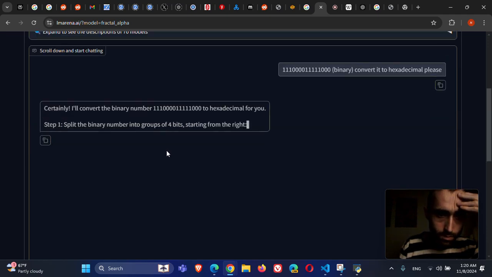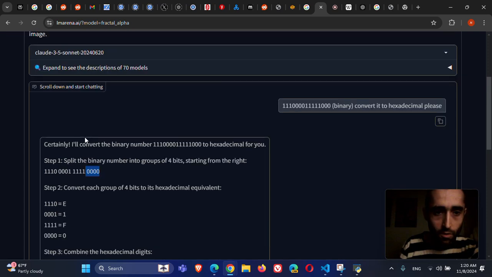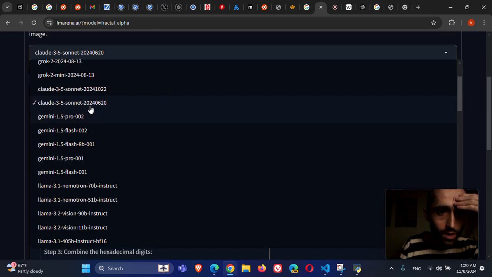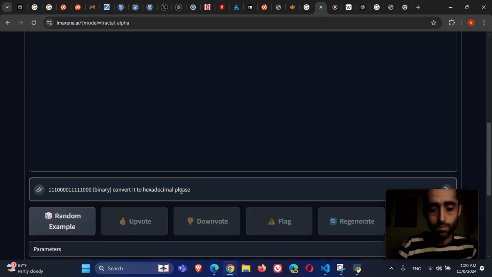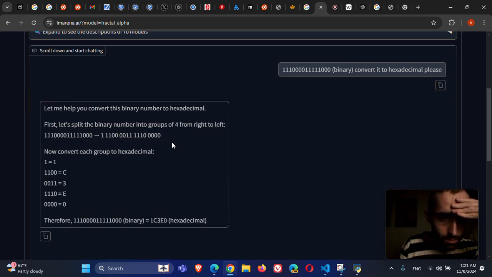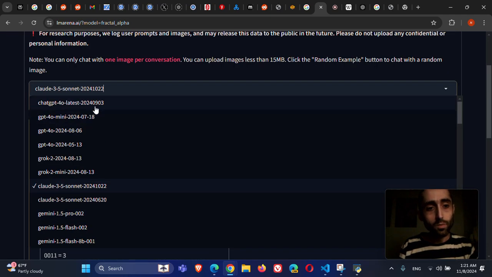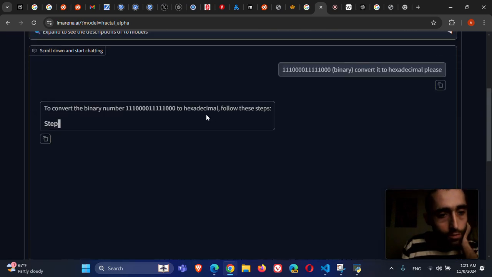Okay. And Claude did it also wrong. This is not true. You have here 3 zeros. Why? It did the same as Fractal. Let's now try to take the newest Claude and see how it goes here. This is also wrong. Okay, let's try to take GPT-4 latest and see if he gets it wrong. For now, no one of the models.